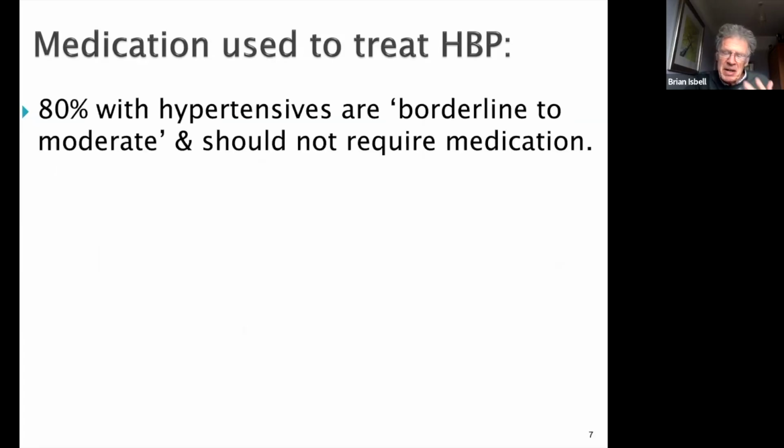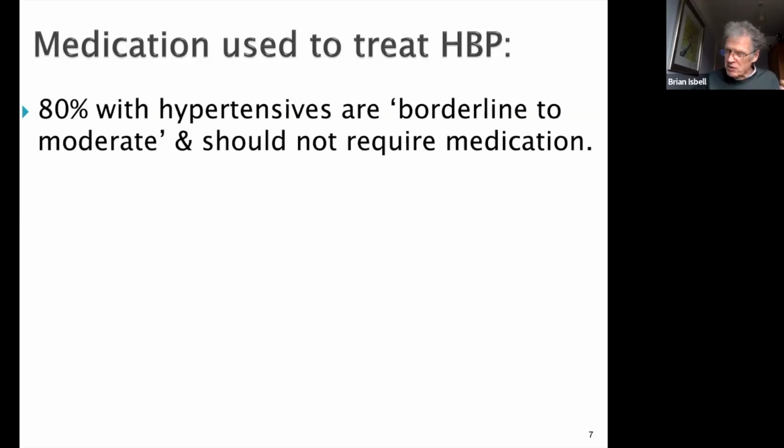Remember, in many cases, we're dealing with what's called essential hypertension. But if we look at the values that come from looking at blood pressure measurements, we find that, in fact, so many are within this category of what we call borderline to moderate. And there's quite a lot of realization.